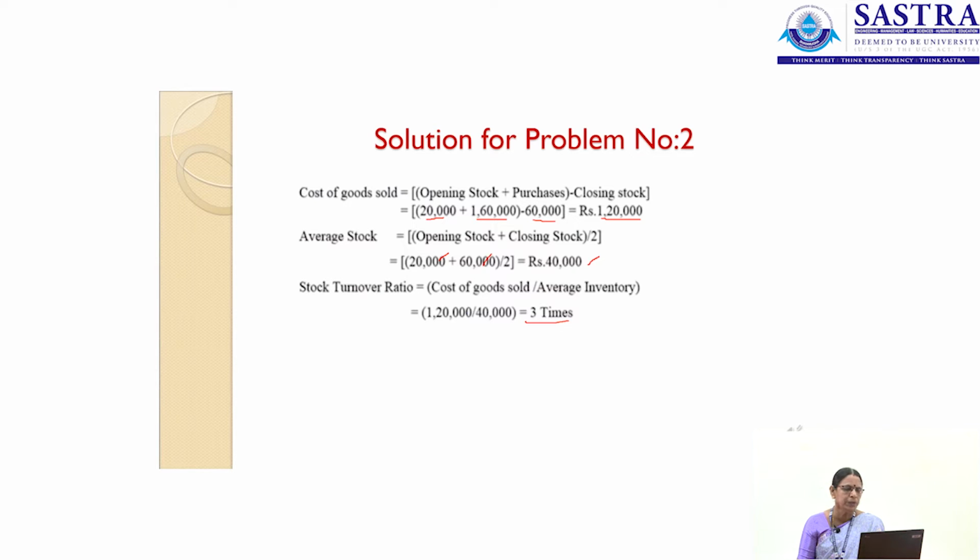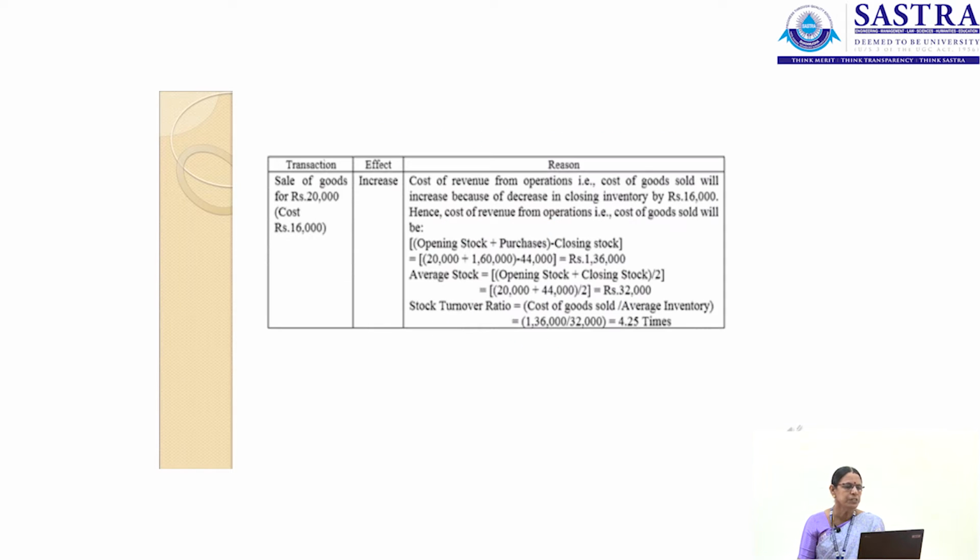If you want to calculate it in terms of period, we can have 12 months divided by 3 times, which will give you 4. So in every 4 months we are going to have the turnover. So for each and every quarter we are going to have one turnover of your stock in your organization. Now we shall see each and every transaction and its impact over the stock turnover ratio.